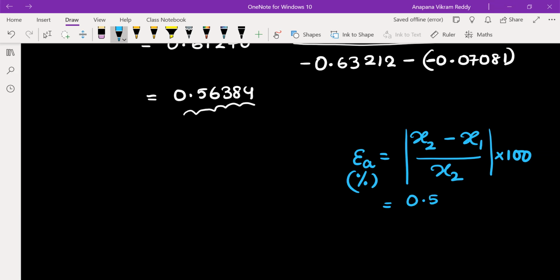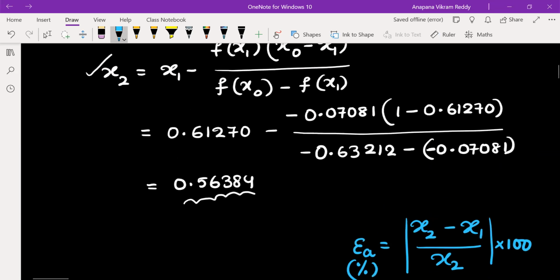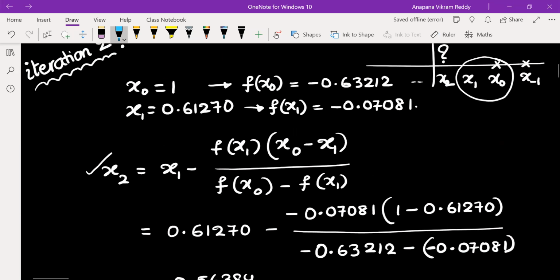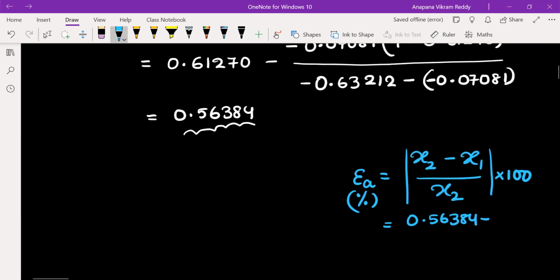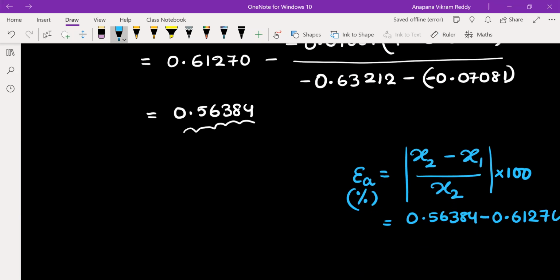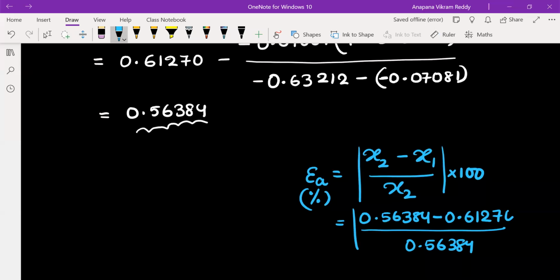So I got 0.56384 minus my previous iteration x_1, which is equal to 0.61270, divided by 0.56384. How much did you get? Please tell me.